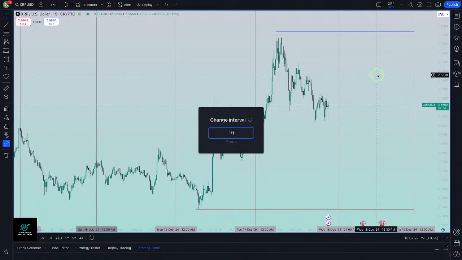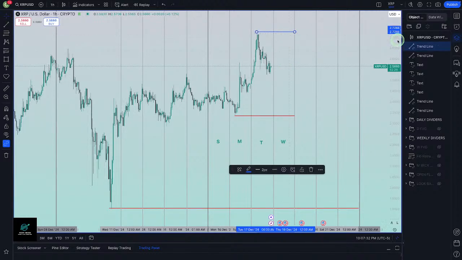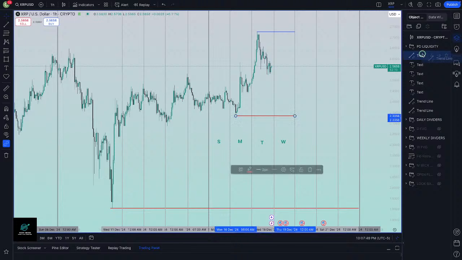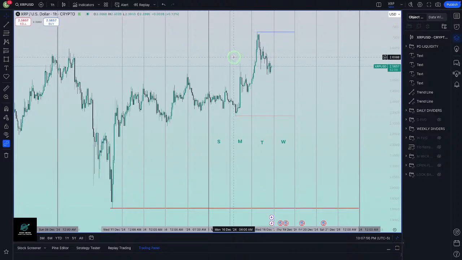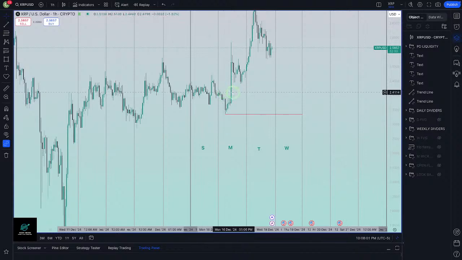Before I do that, let me go get organized. Come over here to my object tree. I want to label these previous days liquidity. That keeps me organized. And you can put the high and the low inside of that. And then this is the range we're in. So look at the current range.